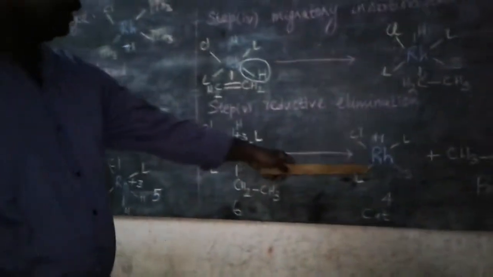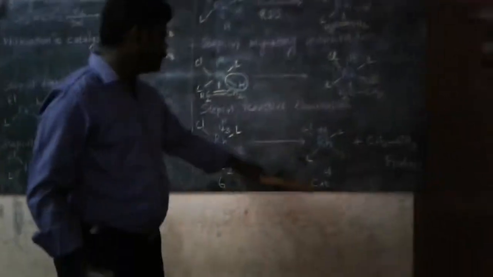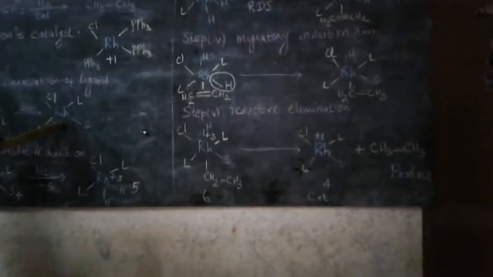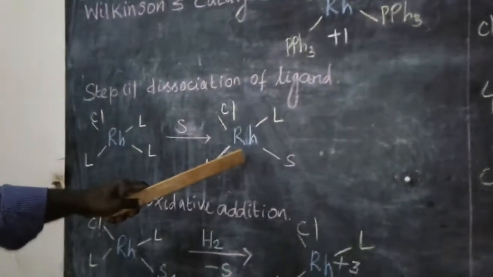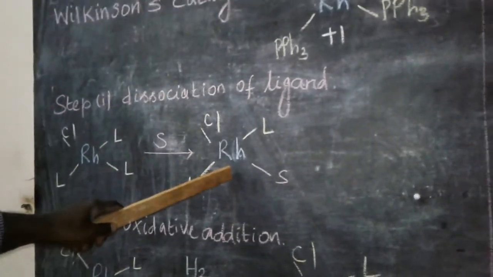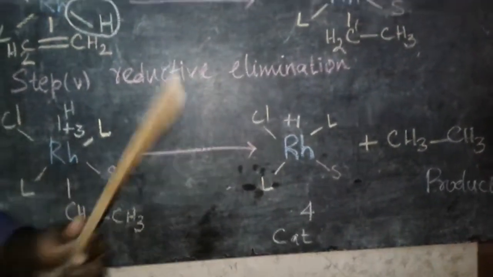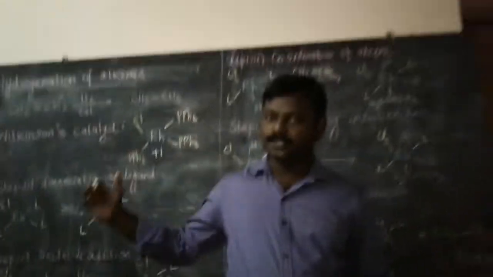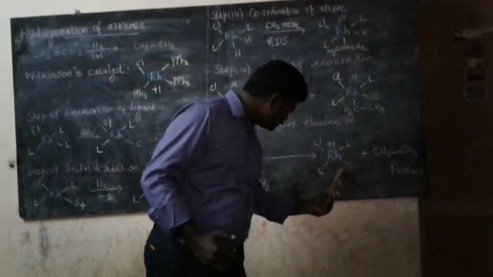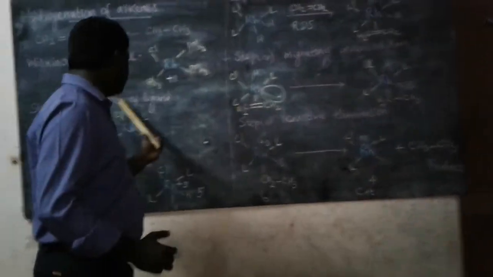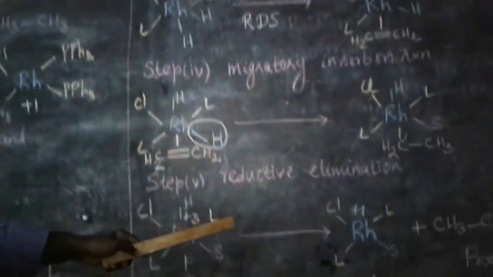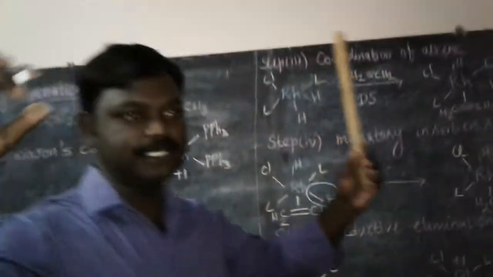See, in the final step, again we regenerate the catalyst which is present in the first step. So the first step, this is the active part of the catalyst, which is also regenerated in the final step, and this process goes on continuously. So step 1, step 2, step 3, step 4 and step 5 all go in a cycle.